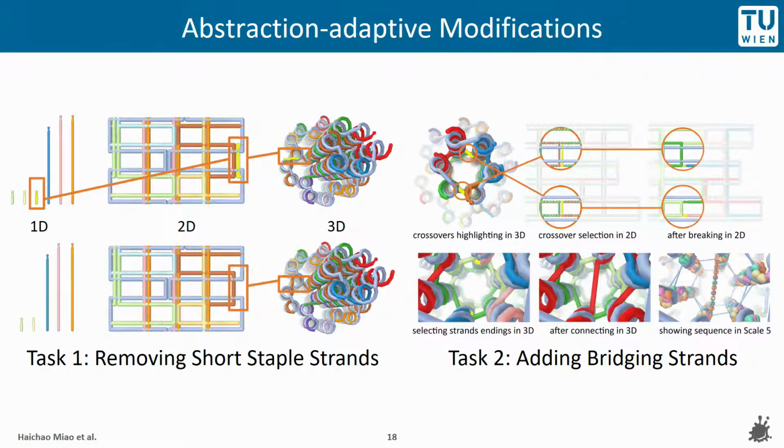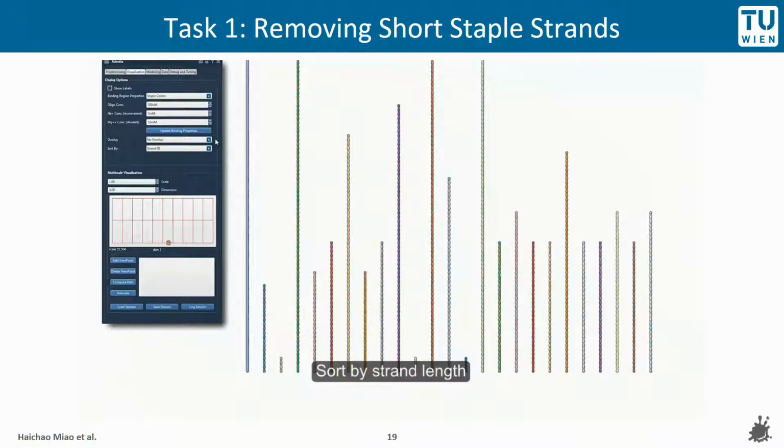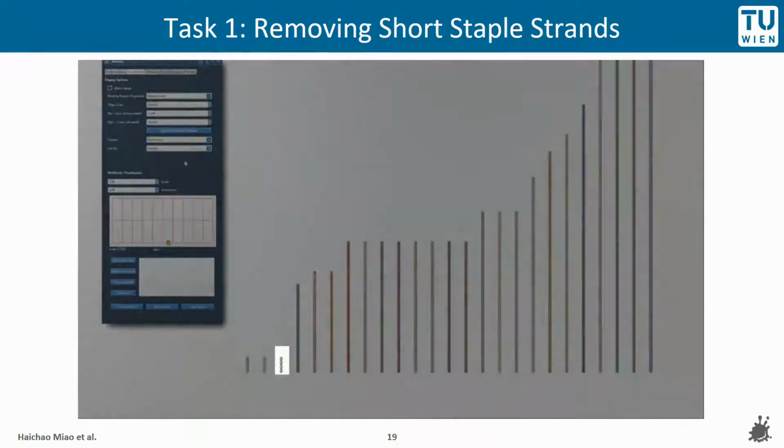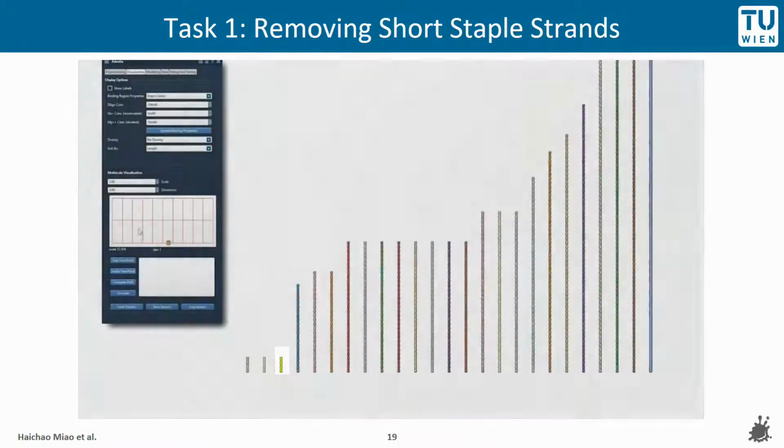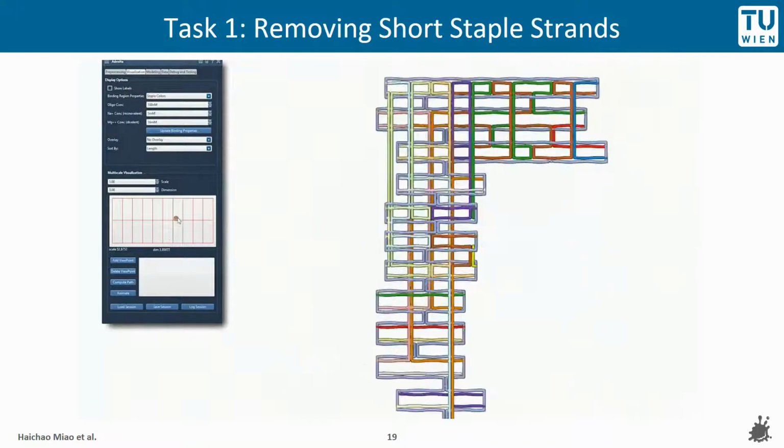So as I said, our domain scientists use our system not only for examination, but mainly for interacting with the data, to actually model and modify the structure they are dealing with. I will demonstrate two tasks where it was really necessary for them to work in different dimensions. The first one is the removing of short staple strands, and the second one is the adding of so-called bridging strands. So in 1D, we can sort by strand length, for example, and here one strand was selected.